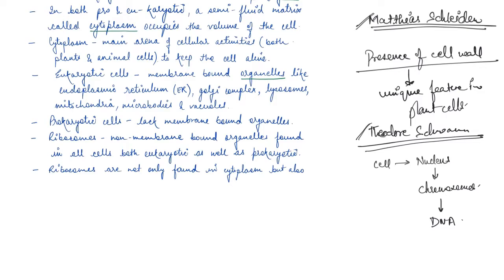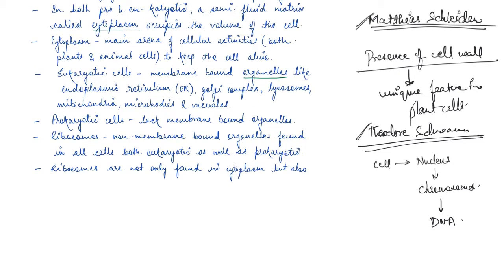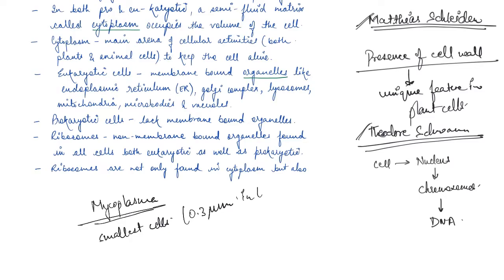So we have mycoplasma as the smallest cell. Mycoplasma, which is the smallest cell, is just 0.3 micrometer in length, right? And there can be bacteria which can be up to 3 to 5 micrometer, right?